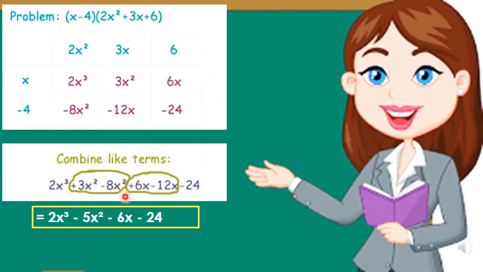Then we will combine the like terms. Which are the like terms? 3x square and minus 8x square are like terms. Then 6x and minus 12x are like terms. So if you simplify those like terms, you will be getting the answer like this. 2x cube will be written as it is because we don't have any other term with the same variable and same power, isn't it? Then minus 8x square plus 3x square is minus 5x square. 6x minus 12x is minus 6x. Then minus 24 will be written as it is. So this is your final answer. This is how you multiply a binomial with a trinomial.